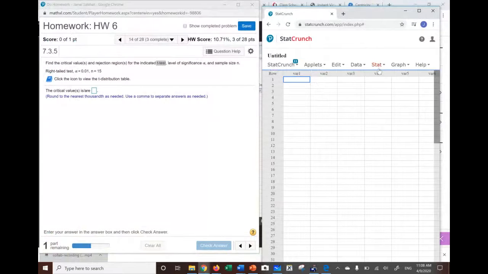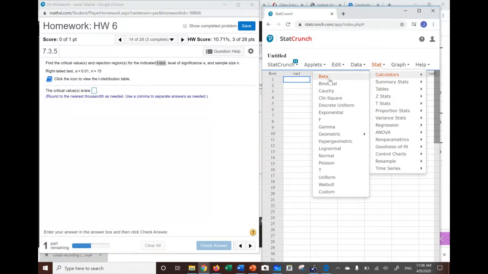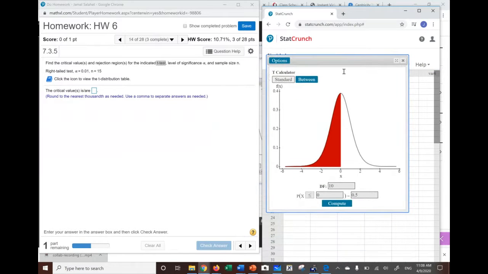We're going to go to stat, and we're going to go to calculators, and we're going to go down to T. This is for critical. Always for critical, you go calculators. Then we need to look at this. This is a right tail test. Automatically go to here and flip this to greater than to make it a right tail. Look at the shade. It's right shaded.